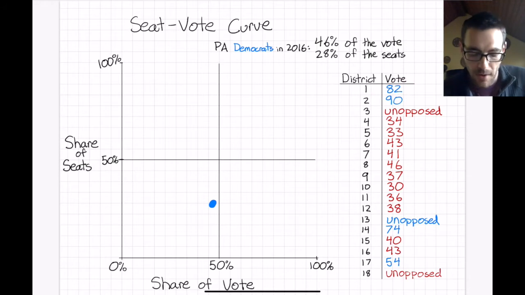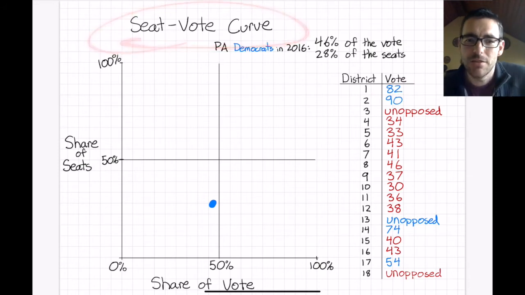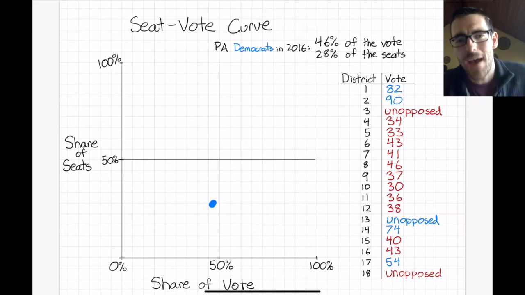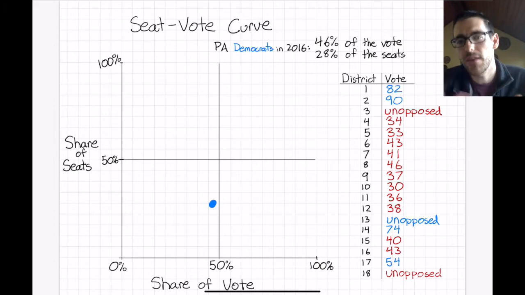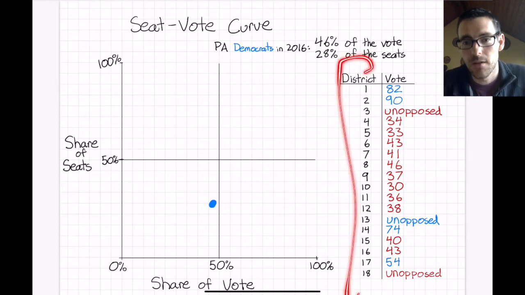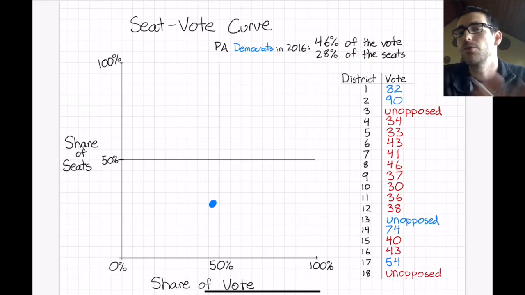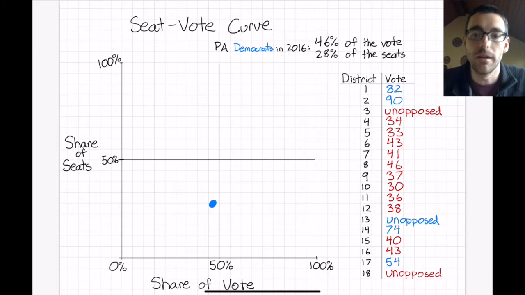What we want to do for our seat vote curve is to ask a hypothetical question of what would have happened if the Democrats had done a little bit better. They only won 46% of the vote. What if instead they won 47% of the vote? Does that change the picture at all? So the way that we'll work this is we'll just say, all right, out of the 18 districts, what if every one of them increases its percentage by 1?